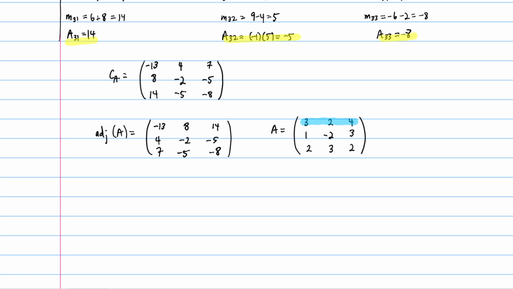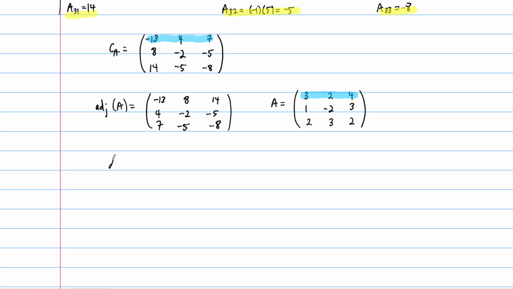So the first row of A, we need to multiply the entries of this by the first row of the cofactor matrix, right? So entry by entry, we multiply these together and we add them up. Notice that that is the same as multiplying by the first column of the adjoint matrix. But we'll get to that a little bit later.